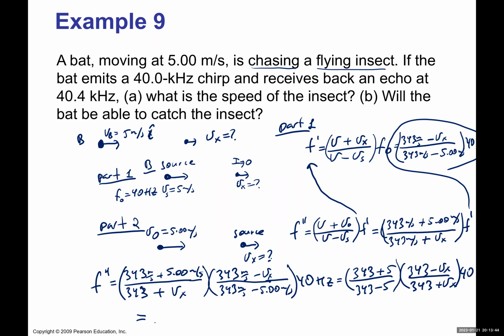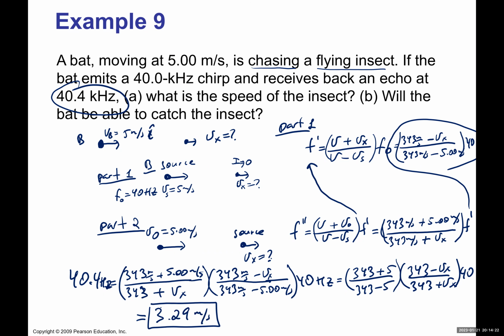F double prime is the frequency of the echo, and we know that that frequency is 40.4 kilohertz, the apparent frequency of that. That means if I come back here for F double prime, I can say that is 40.4 hertz. That means at this point, I know everything in this equation, except Vx. So we can just do a little bit of algebra, which I'm confident you should be able to do. Do some algebra and calculate the Vx. You should be able to then get about 3.29 meters per second.